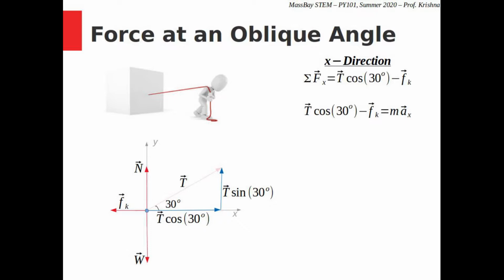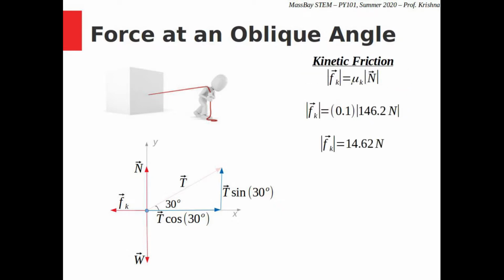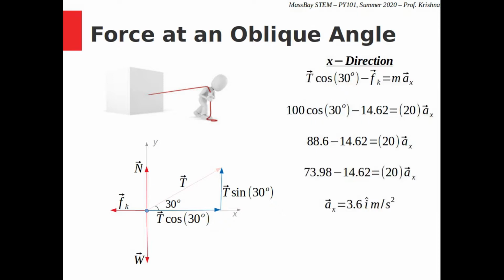Now we turn to the x direction. There are two forces in the x direction, the horizontal component of tension and kinetic friction. First, we solve for friction. 0.1 times the normal force yields 14.62 newtons. Then we substitute in the other knowns. And finally we solve for the acceleration, 3.6 i hat meters per second squared.